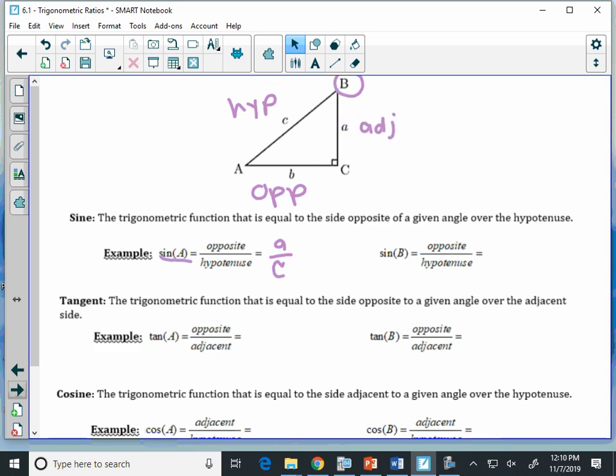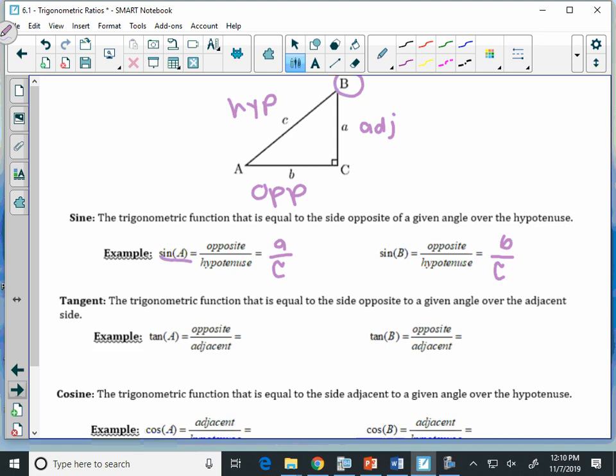I think that's the hardest one to label. Adjacent again means next to, but I just wait to label that at the end. So now, opposite over hypotenuse. What is our opposite over our hypotenuse now? What is it? E over C. And that's the sine ratio. So the opposite side over the hypotenuse. That's all it wants to know.